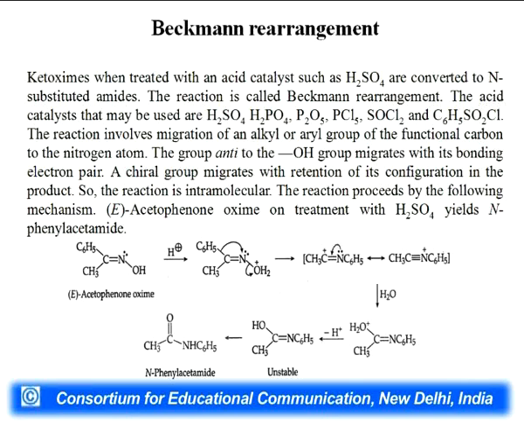The group that migrates must be anti to the leaving group, with its bonding electron pair. This is the notable point in this important reaction. If the migrating group is chiral, it migrates with retention of its configuration in the product. So, the reaction is intramolecular and proceeds by the following mechanism. This is the example of E.